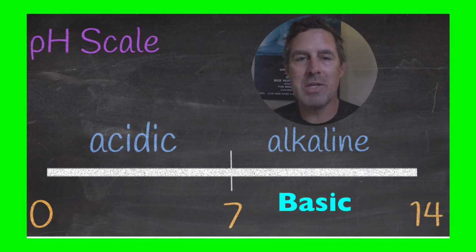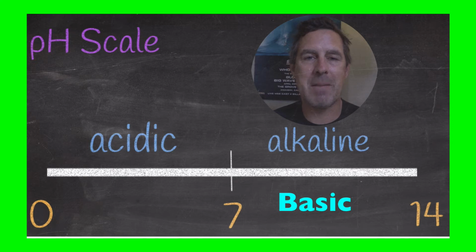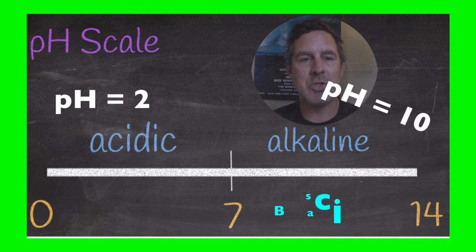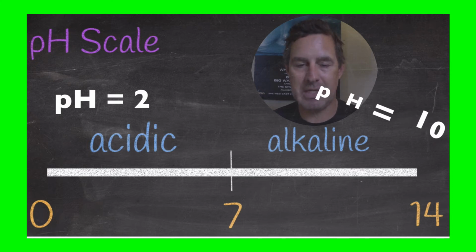The smaller the number, the greater the hydrogen ion concentration. For example, if we're talking about a pH of 2 versus a pH of 10, a pH of 2 has a much, much greater hydrogen ion concentration than a pH of 10.